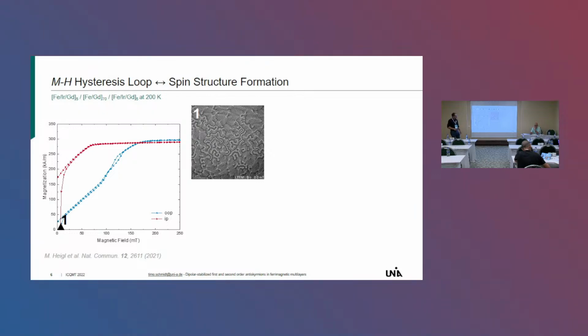Now let's see how our hysteresis loop is connected to the spin structure formation. The first thing we see here in the hysteresis loop is that the in-plane loop saturates faster than the out-of-plane loop, which is expected, as we said, since our shape anisotropy, which lies in plane for a thin film, should be greater than our uniaxial anisotropy.